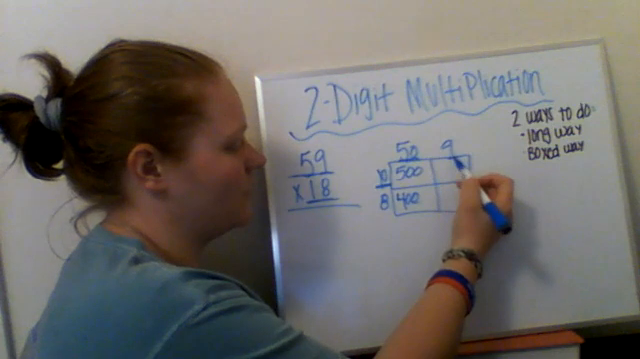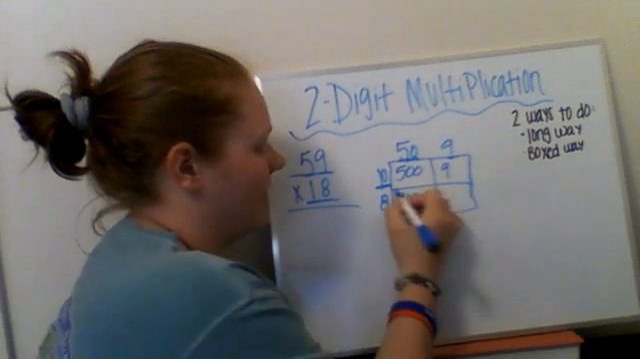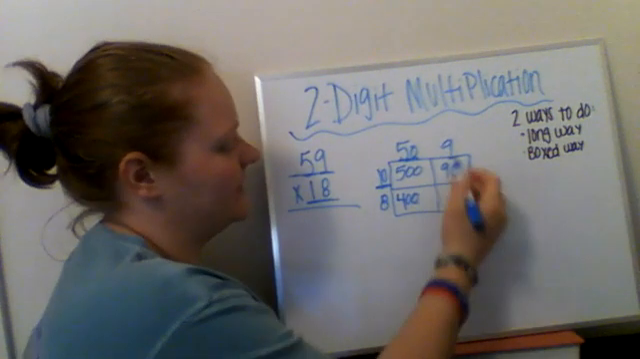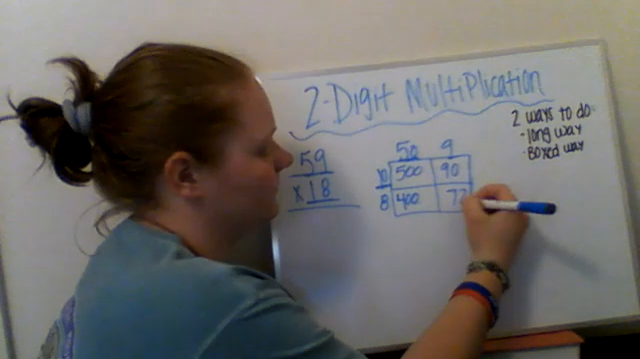Okay? Same thing with 9 times 10. 9 times 1 is 9. I have the 0 over here, add it over here. So 10 times 9 is 90. Then 9 times 8 is 72.